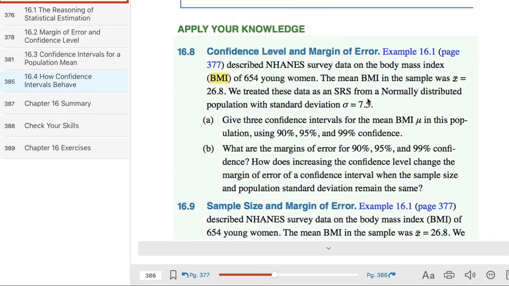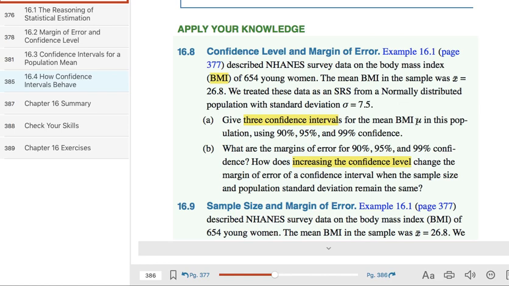of young women. In part A, we're supposed to give 3 confidence intervals, 90%, 95%, and 99%. After that, in B, we are supposed to draw some conclusion. So how does increasing the confidence level change the margin of error? First of all, let's figure out what mu represents here.